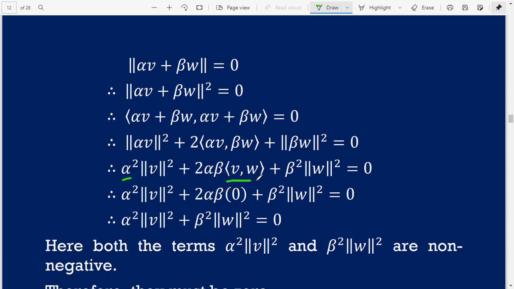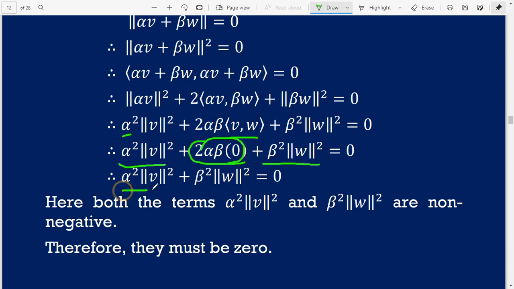Here we have given V is orthogonal to W. So inner product V with W is equal to 0. So this is equal to 0. So alpha square into norm V square plus beta square into norm W square is equal to 0. Both the terms, alpha square into norm V square and beta square into norm W square, are non-negative.